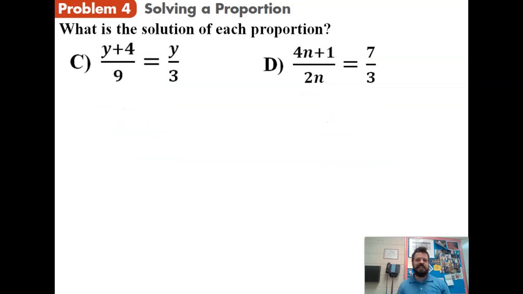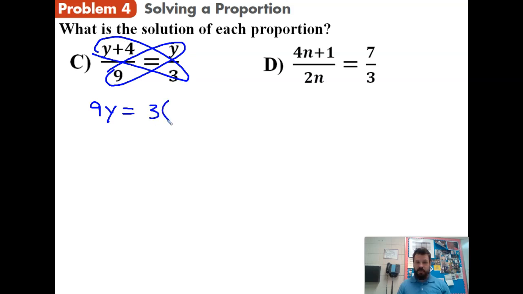All right, in part C and D, we're going to do the same thing. We're just going to solve some uglier looking proportions. They'll work the same way though. I'm going to cross multiply. So let's say I have 9 times y, or 9y, is equal to y plus 4 times 3. And I'm going to write that as 3 times the quantity of, or parentheses, y plus 4. I'm going to write it with the parentheses to make sure I remember to distribute the 3 to both the y and the 4.